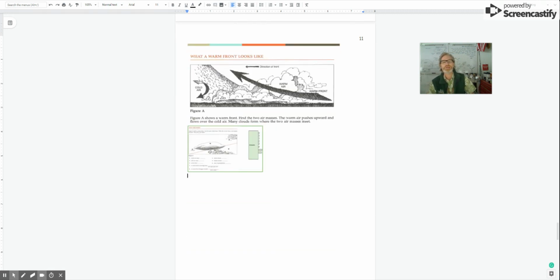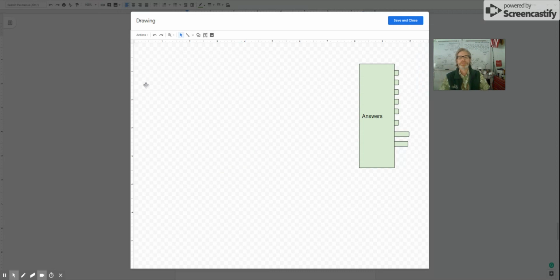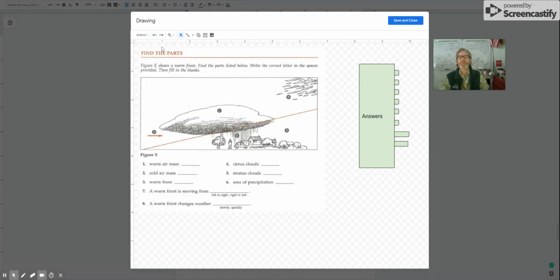So you can see that we've got a warm front. This is warm air moving in, running into cold air. What happens? Let's open this up and take a look. All right, so A, B, C, D, E, let's fill these in. The warm air mass in this would be D, moving forward.